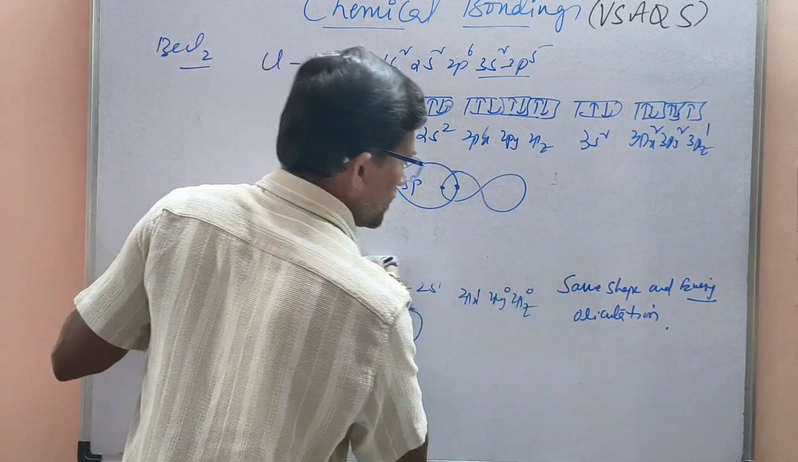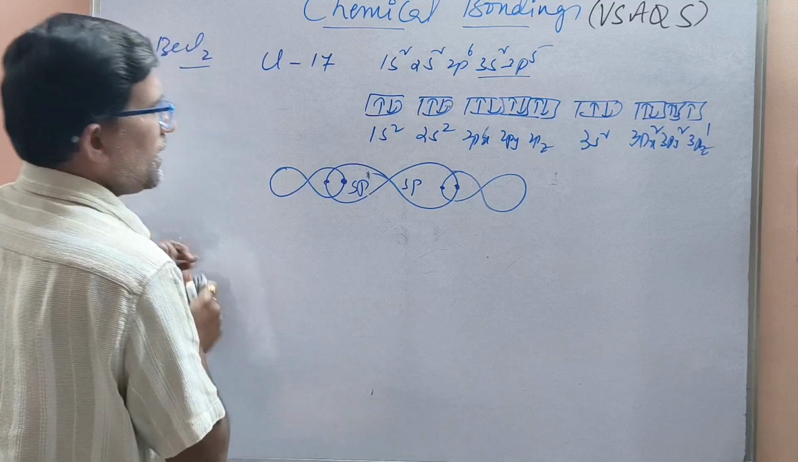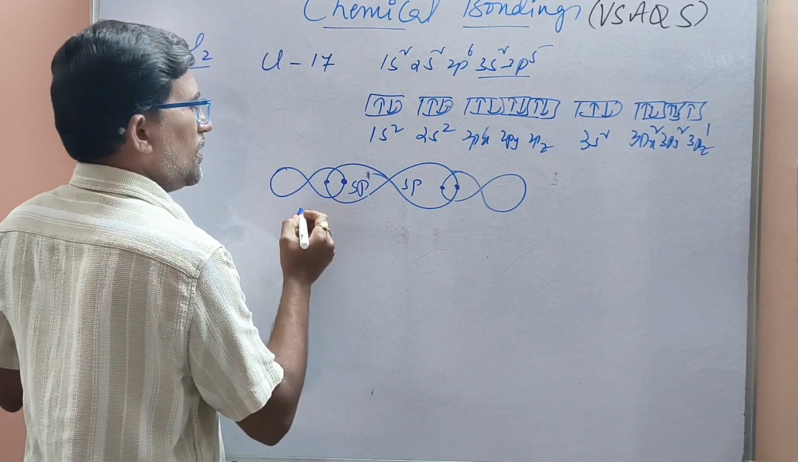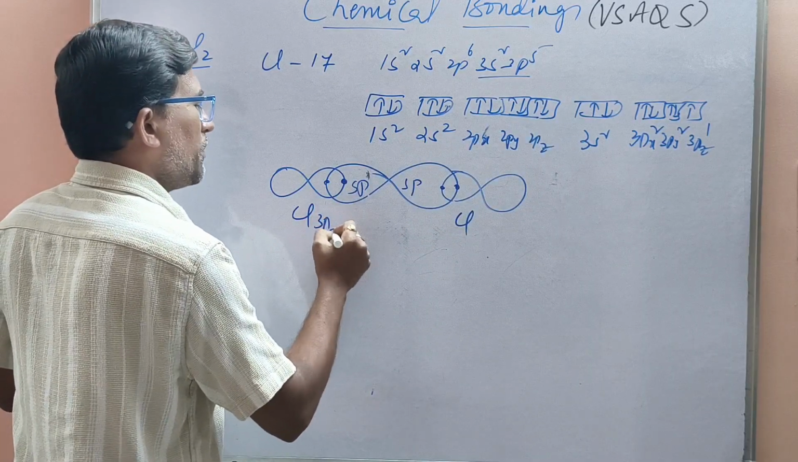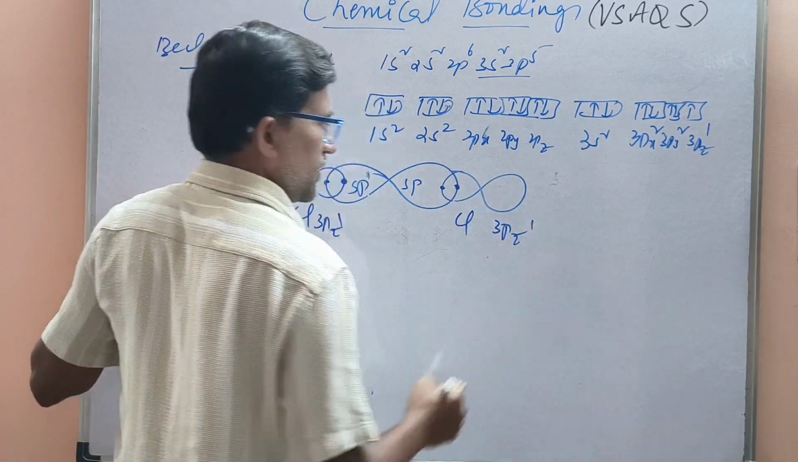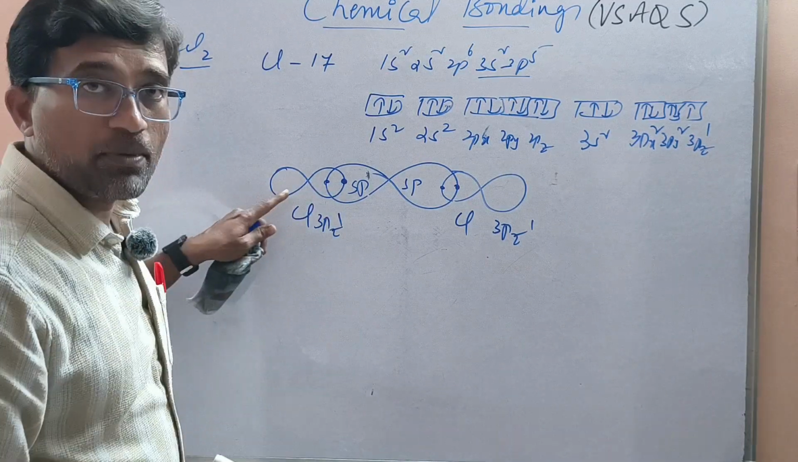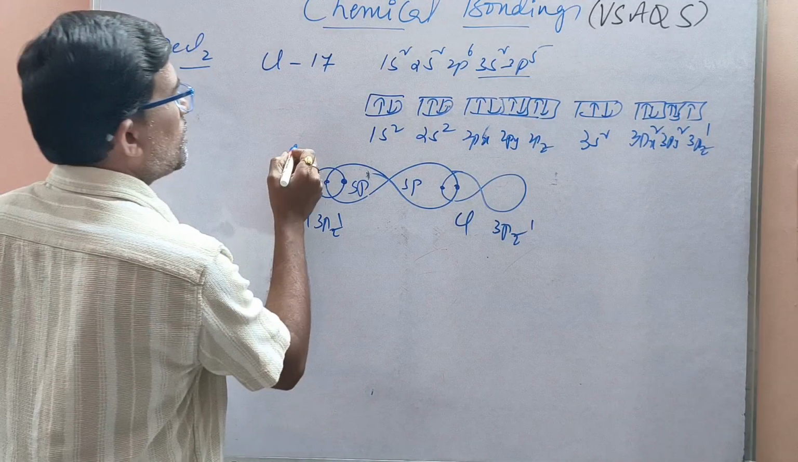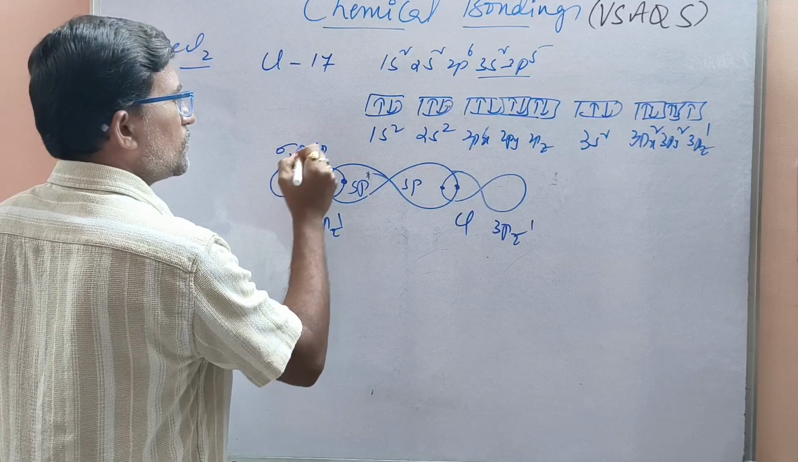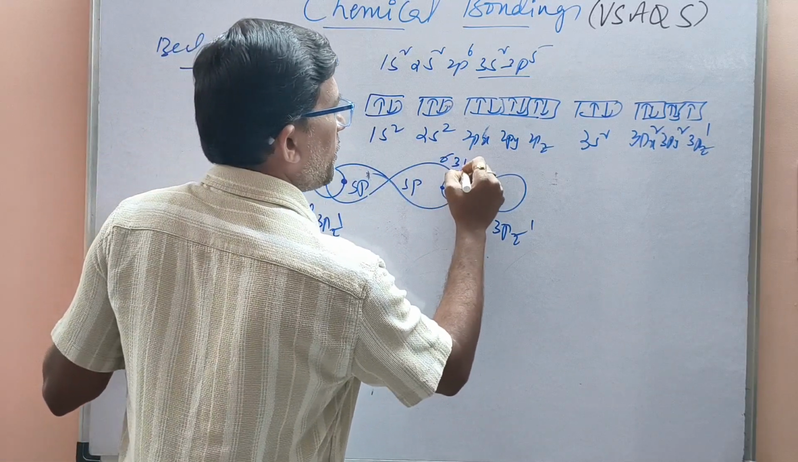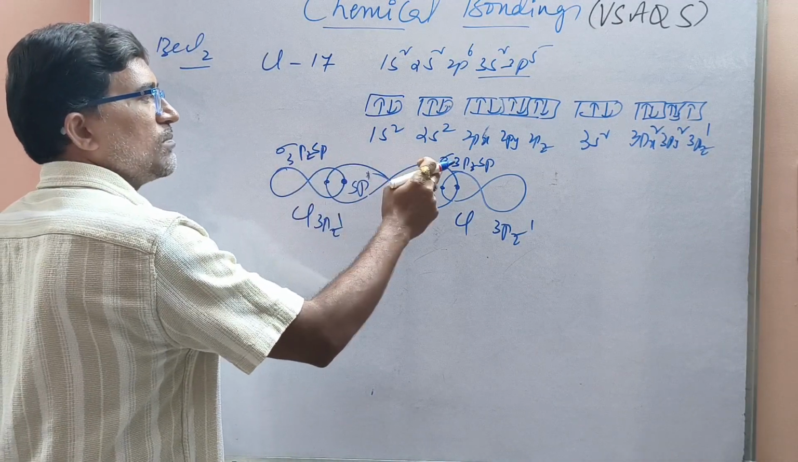Now when you observe this particular overlapping, it is end-on overlapping. This is a chlorine, this is a chlorine, and the orbital is 3pz1. Here it is 3pz1. These two orbitals are in end-on overlapping. End-on overlapping of atomic orbitals results in the formation of a sigma bond. This is sigma 3pz sp, or we can simply write sigma pz sp.